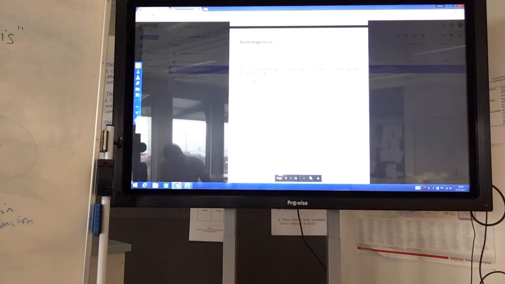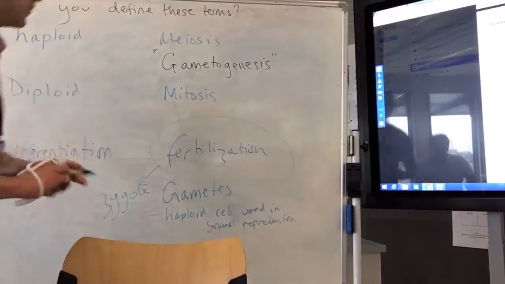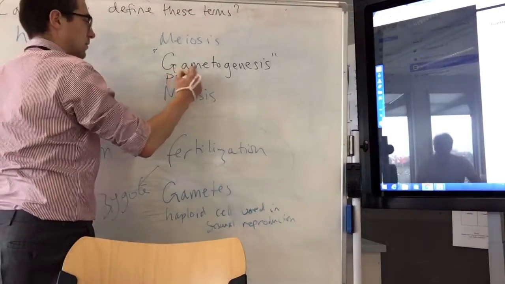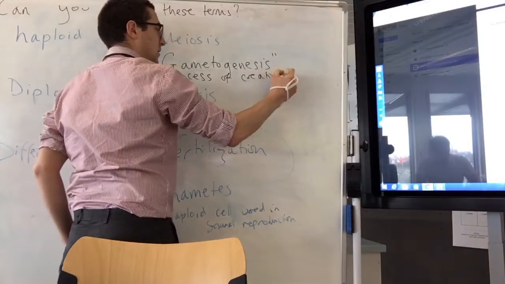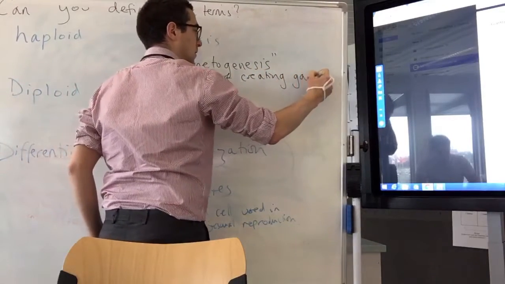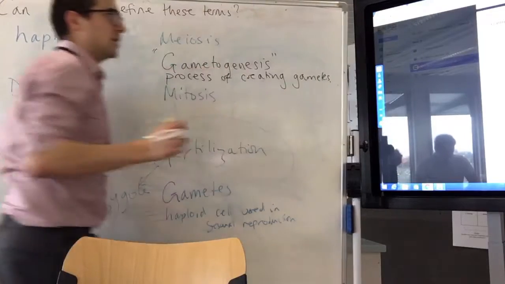It's the story of creation. So gametogenesis: Genesis is creation, so gametogenesis is the creation of gametes. The process of creating gametes.